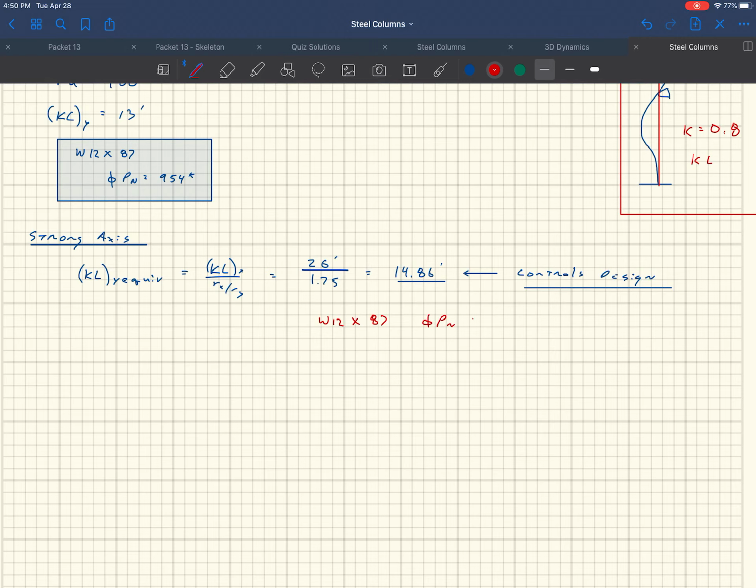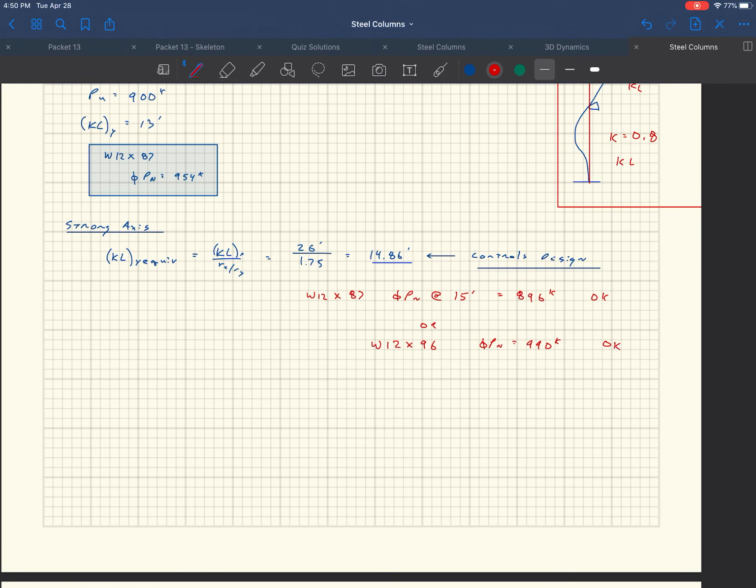And so W12 by 87, φPn at 15 feet is equal to 896 kips. Okay, right? So this would be okay, and you could do a quick linear interpolation to make sure. Or, if you just want to be careful, because your job and people's lives depend on it, just grab the next one, which would be a W12 by 96, which would give us φPn is equal to 990.